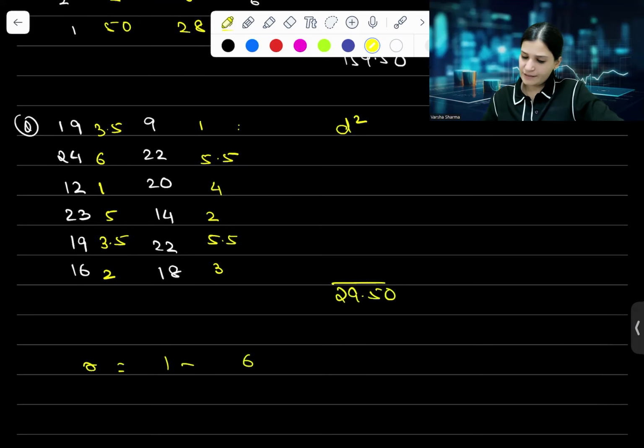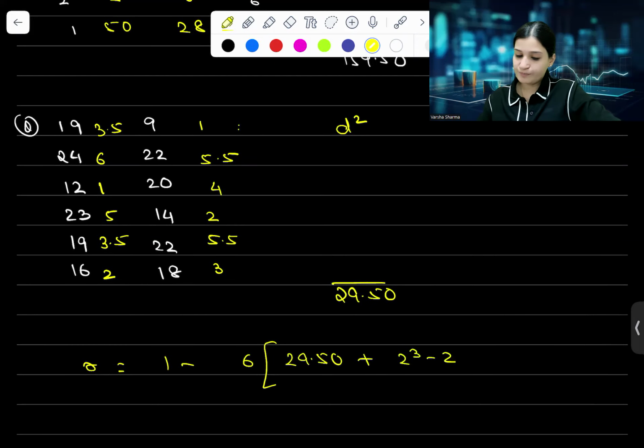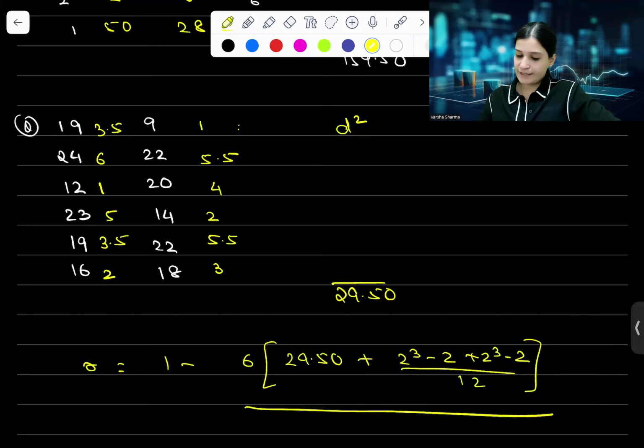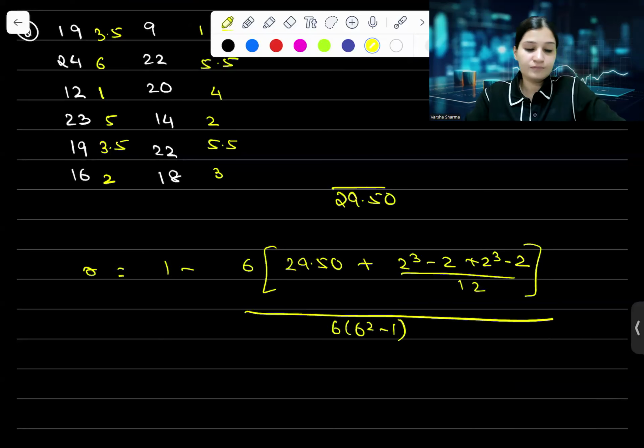So R = 1 minus 6, 29.50 plus. The first tie was between two 19s, 2 cube minus 2. The next tie was between two 22s, divided by 12, divided by 6, 6 square minus 1. How much? 0.128. Zero point one.